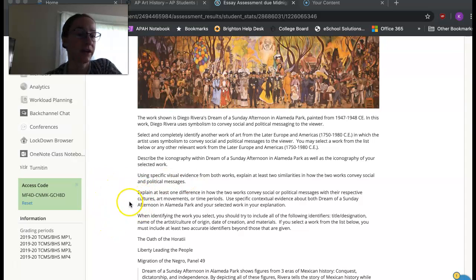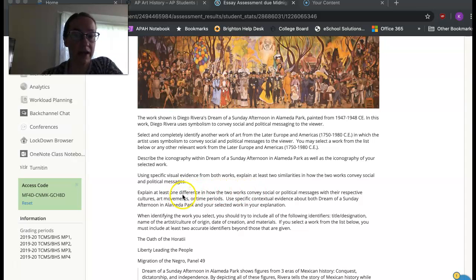All right, and then this is the one that I want to spend the most time on, because it's worth 3 points, and a lot of you are not quite getting it, so I think looking at it with the rubric will help. So I'm just going to read it first. Explain at least one difference in how the two works convey social or political messages with their respective cultures, art movements, or time periods. Use specific contextual evidence about both this work and the one that you select for your explanation. So it's looking for a difference, but it's a difference beyond something like materials. It's something that shows how they convey an idea.